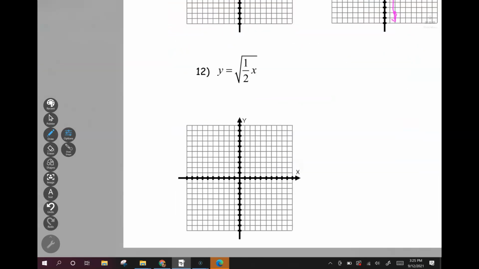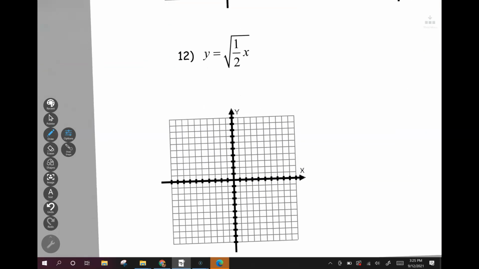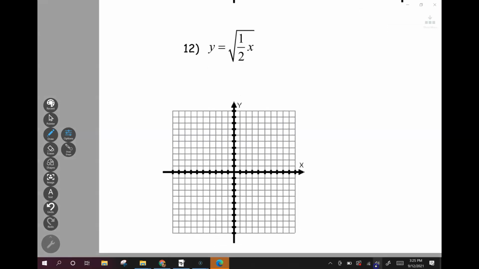Number 12, our square root function. So this one looks like that, kind of. Okay, something like that. We've got a 1/2 being multiplied by the x. That's your only transformation. Remember, if it's inside with x, it does the opposite. So that is going to be 2 times x.